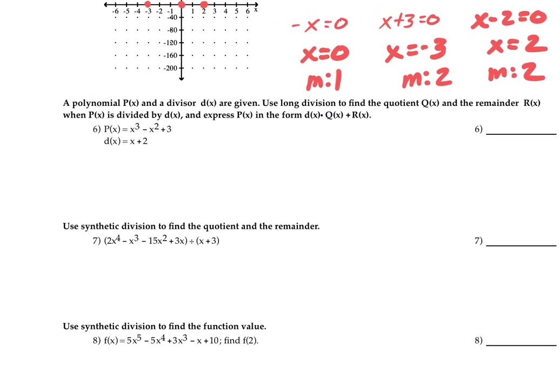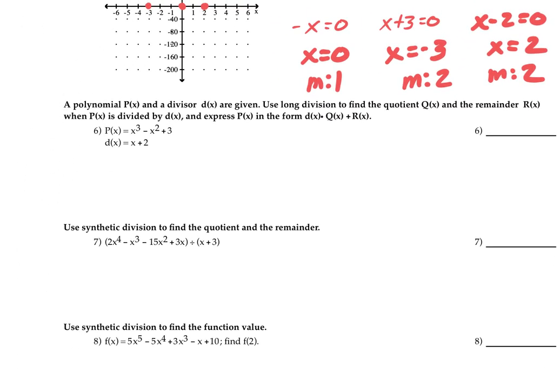Hey, I told you that I would not make you do long division, so you do not have to do long division. You can do synthetic division. Now, if you really want to do long division and you've got a burning desire to do it, go for it. But I'm thinking most of you guys are probably going to choose synthetic.